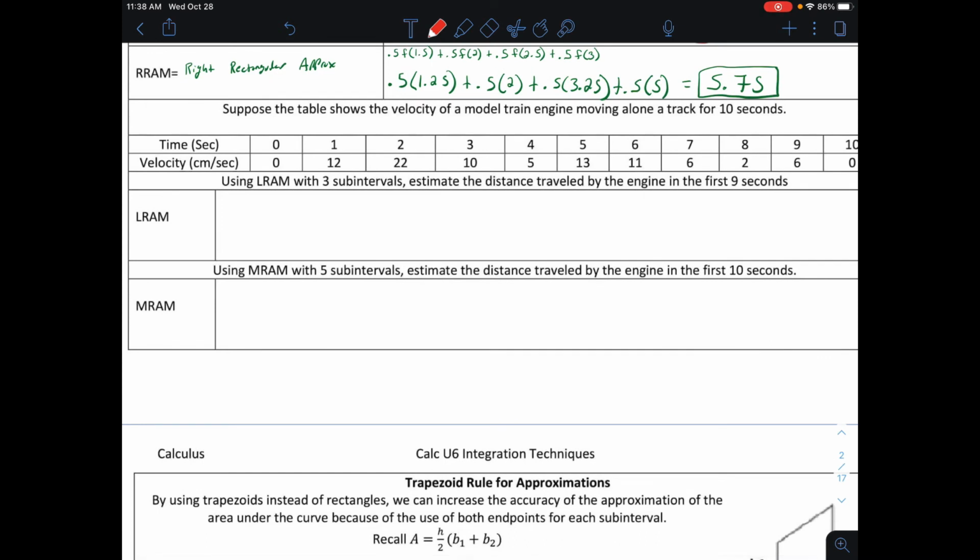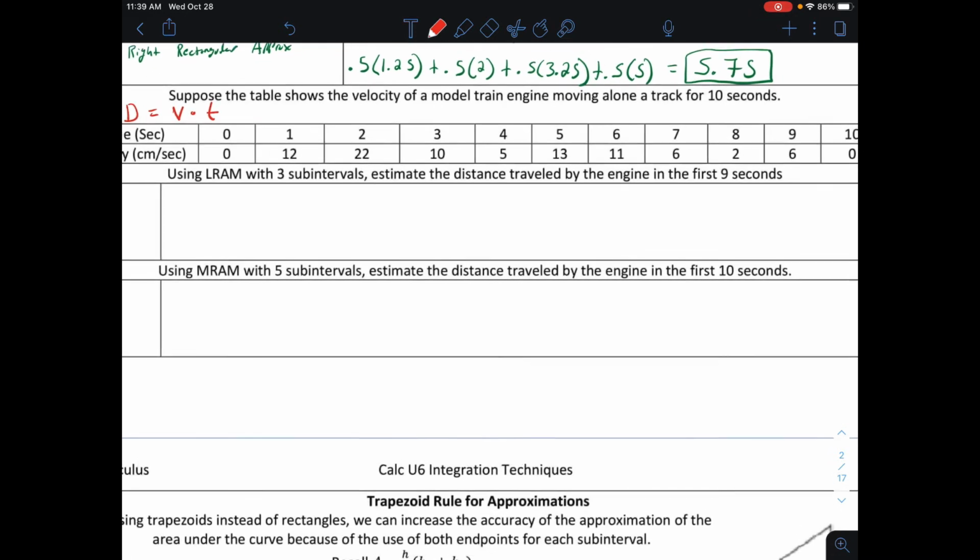Well, look at what you're given. You're given velocity and time. So remember that distance is equal to rate times time, or velocity times time. So if we use the time interval times whatever the velocity is, we can estimate the distance traveled.